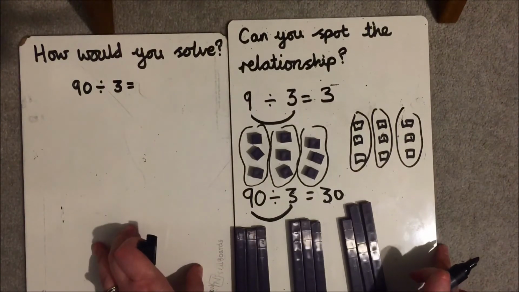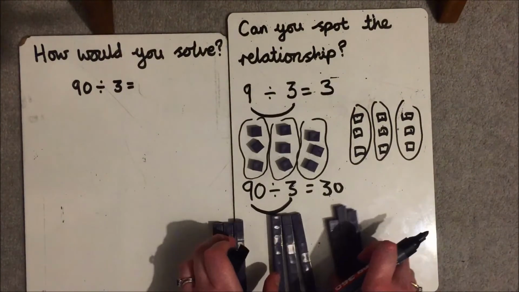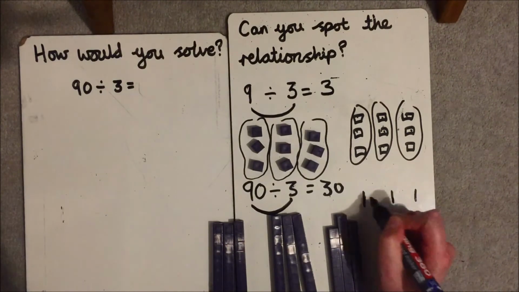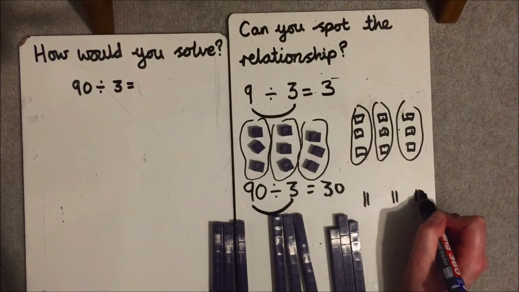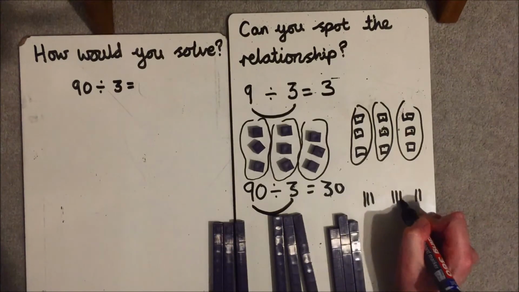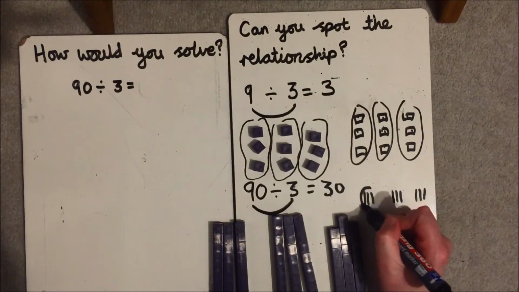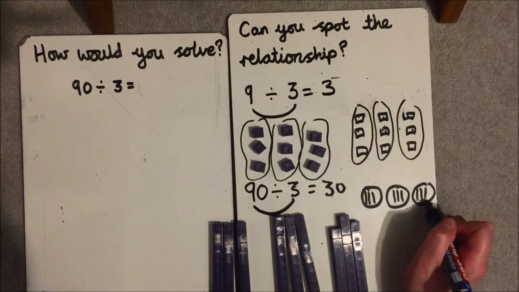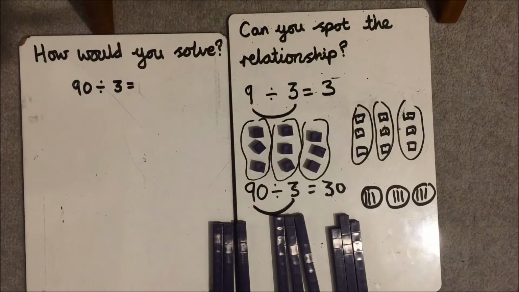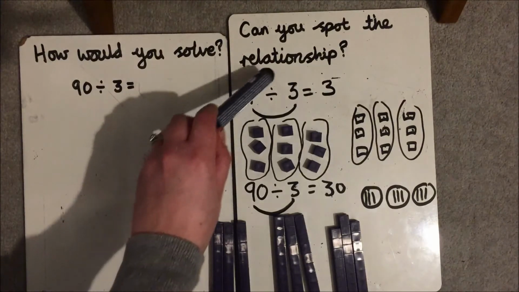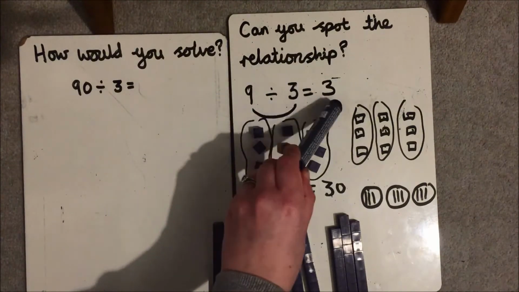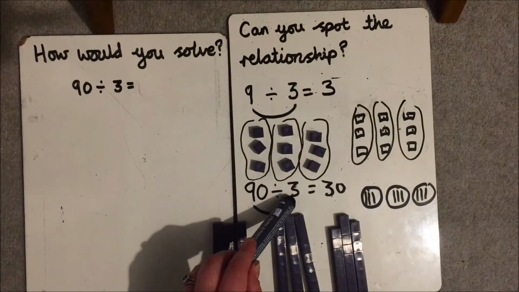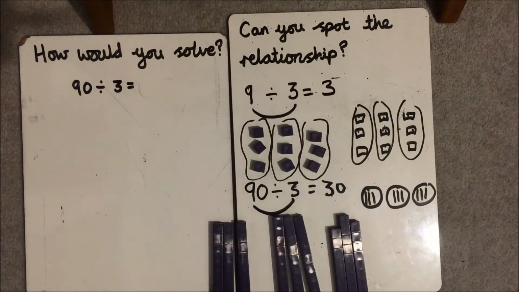So I could do 10, 20, 30, 40, 50, 60, 70, 80, 90. 90 shared by 1, 2, 3 groups is the same as 30 or 3 tens. 9 ones divided by 3 ones is the same as 3 ones in each group. 9 tens divided by 3 ones is the same as 3 tens in each group.